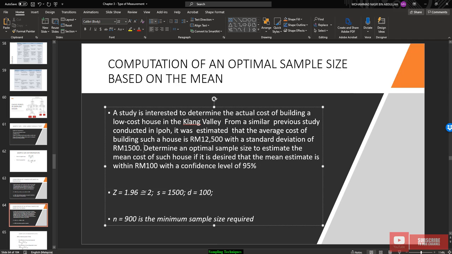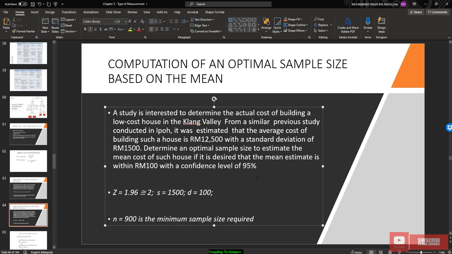So, determine an optimal sample size. I'm not sure about the value, but we just look at it as an example, right? So determine an optimal sample size to estimate the mean cost of such a house if it is desired that the mean estimate is within 100 ringgit with a confidence level of 95%.